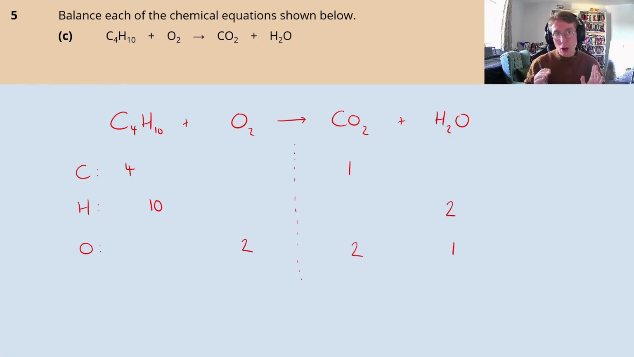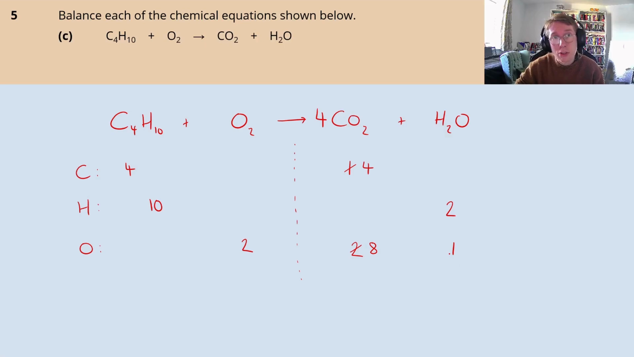Let's start with our carbons. We've got 4 on the left, 1 on the right. So that means we need to get ourselves up to 4 on the right-hand side. So if we put a big 4 in front of CO2, that does the trick. So that means we now have 4 carbons. But remember, we've also increased the number of oxygens here. So we've gone from having 2 to 2 times 4, because we have to multiply those numbers. So we now have 8 oxygens here. So now, in total, we've got 9 on the right-hand side, 8 plus 1.